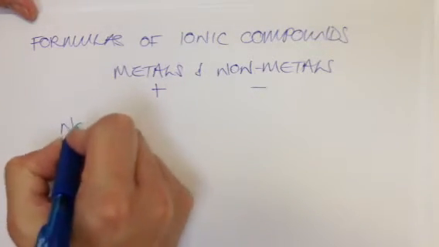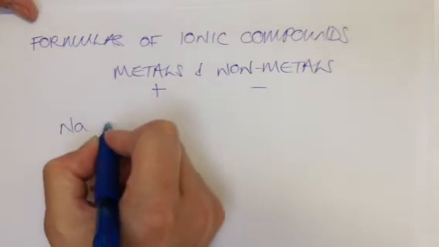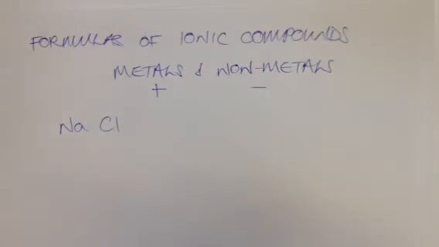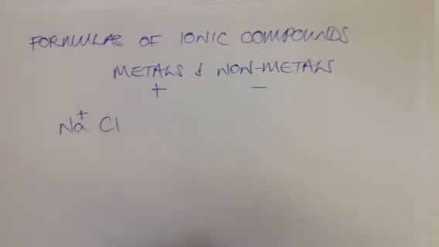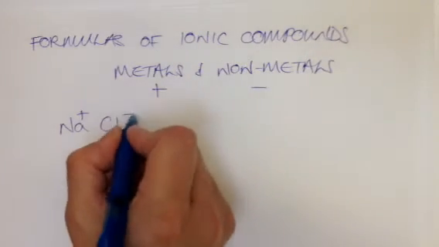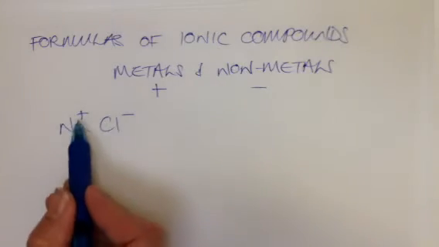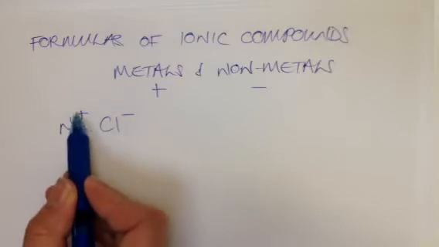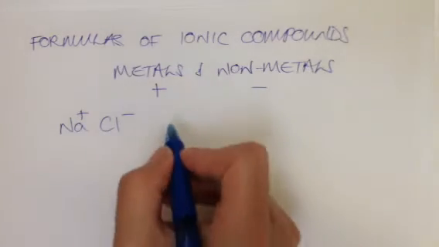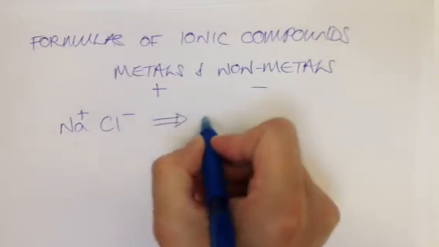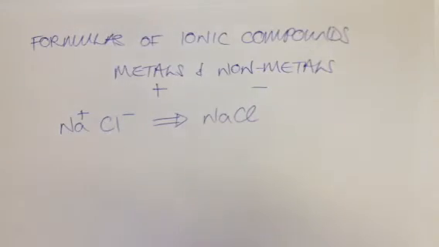Say we need to write the formula that forms between sodium and chloride. Sodium is in group 1A, so if you remember your little trick, elements in group 1A form 1 plus ions. Chlorine is in group 7A, so it forms 1 minus ions. And so we need to find enough sodiums and chlorines to cancel the charges. So because it's 1 plus and 1 minus, that one's super easy. We just need 1 sodium to balance out 1 chloride, so the formula is NaCl.